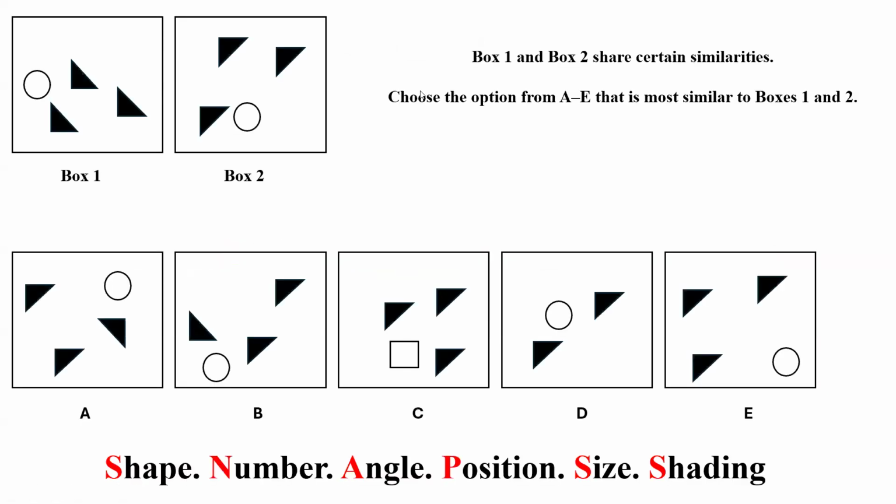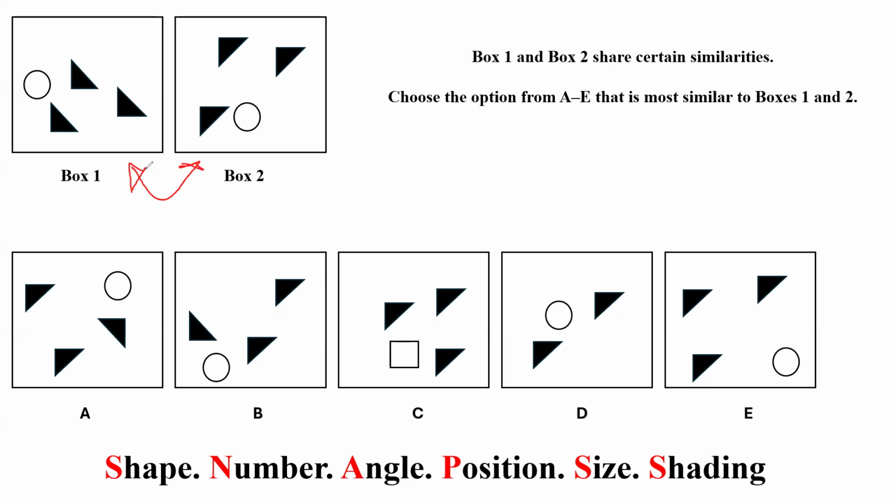Take a look at the first question. Let me read it to you. It says, Box 1 and Box 2 share certain similarities. Choose the option from A to E that is most similar to boxes 1 and 2. So what we need to do is figure out all the ways in which box 1 and box 2 are similar.